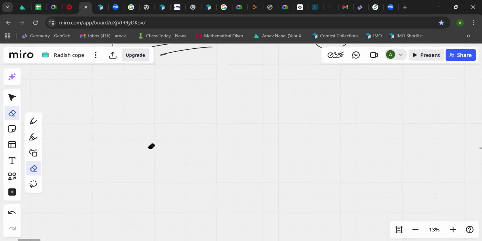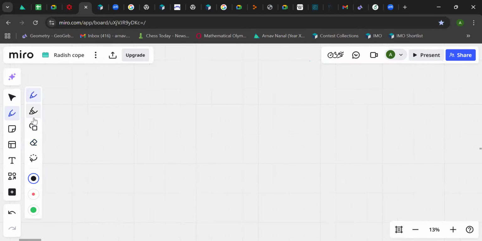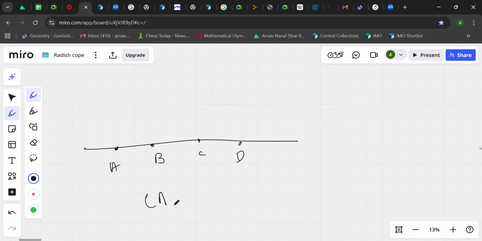Okay, so now we will get to how you define cross ratios on a line. If you have a line and four points, how do you go about defining the cross ratio A, B, C, D? Any ideas?